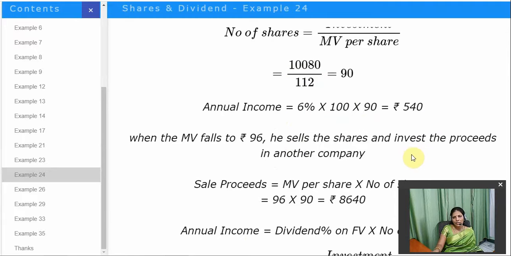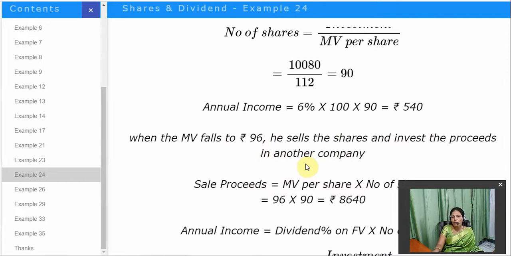Next, what happens when the market value falls to 96 rupees? When the market value falls to 96 rupees, now he is selling the shares. He is selling all the shares. How many shares does he have? 90 shares he is having in his hand, right? Now he is selling all the 90 shares. What is the market value per share? It is 96. And then after selling, he invests the proceeds in another company.